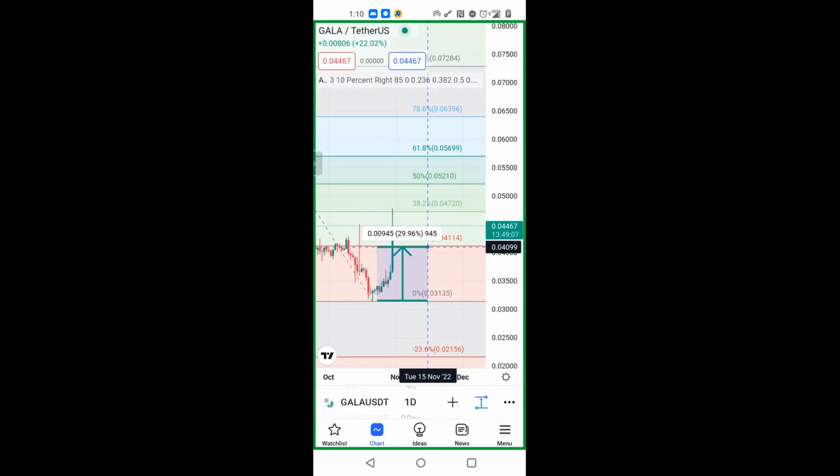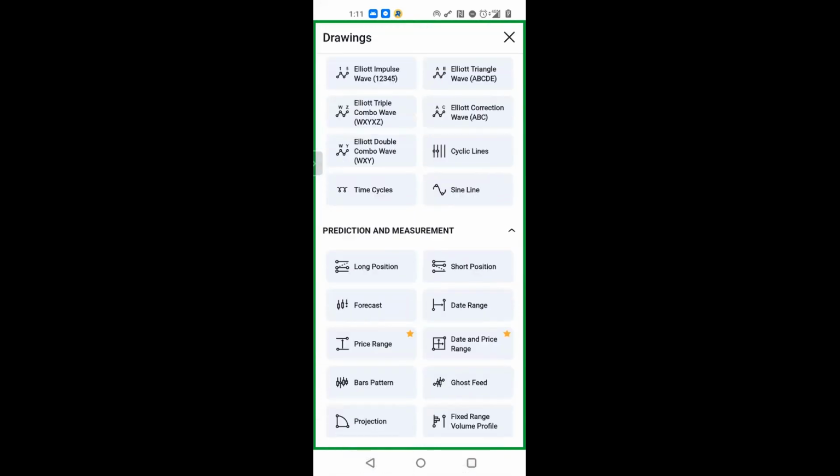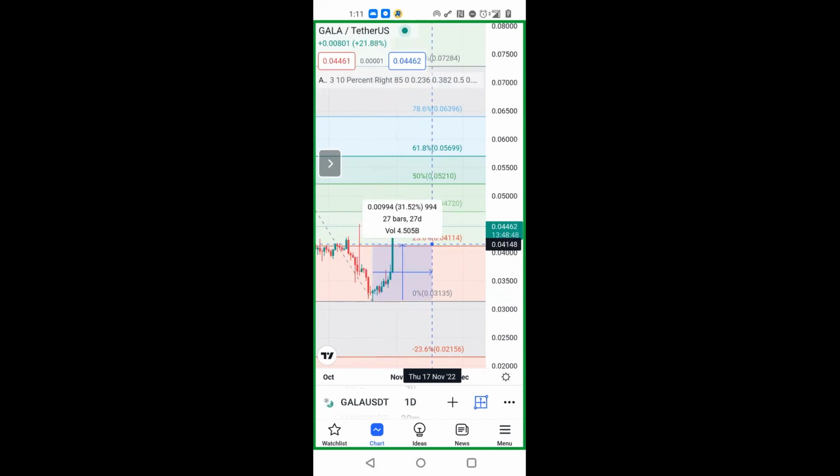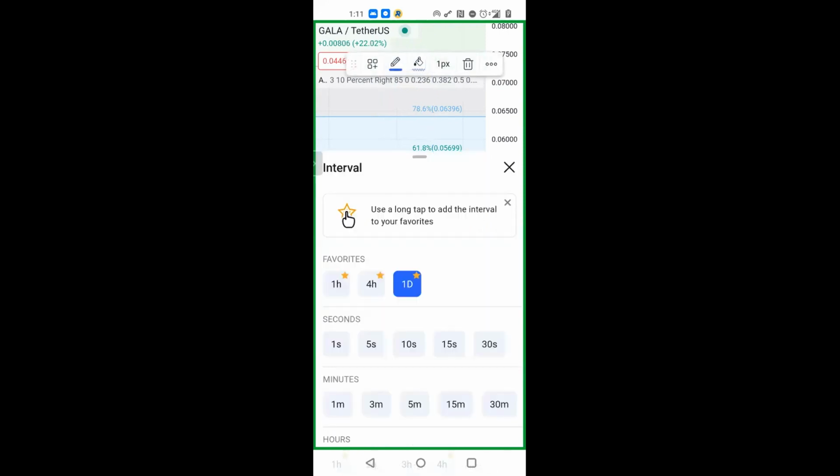Someone may say, but Julius, how long did that take? Still, you have come down to price range, prediction and measurement area. There is one called date and price range. Tap on it if you want to prove and see. From here, it took Gala how many days? It took Gala 27 days to deliver 30%.